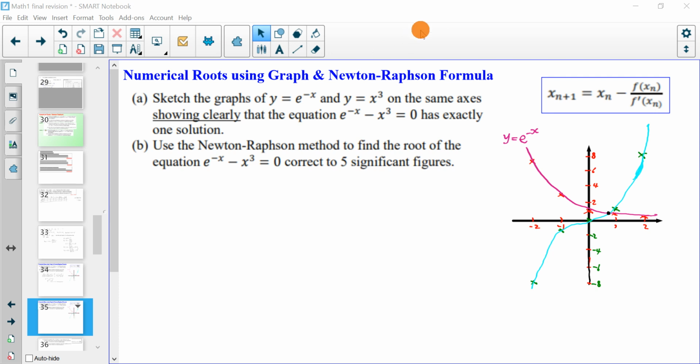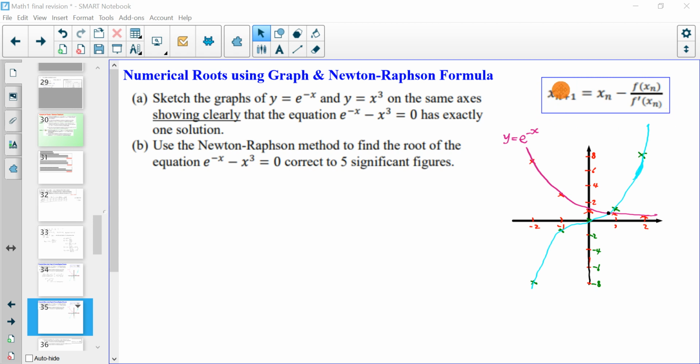In part 1 of the video, we have drawn the graph of e to the minus x and the graph of x cubed to establish that these two graphs intersect at one point, somewhere between x equal to 0 and x equal to 1. Now, in the second step, we're going to use the Newton-Raphson formula to find a more exact root between this range.